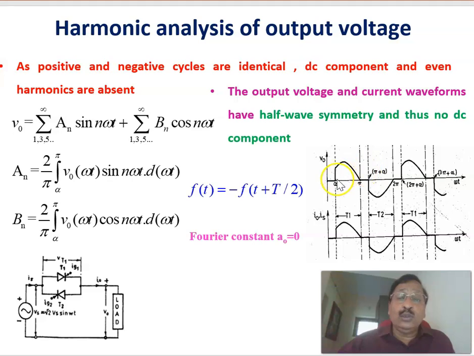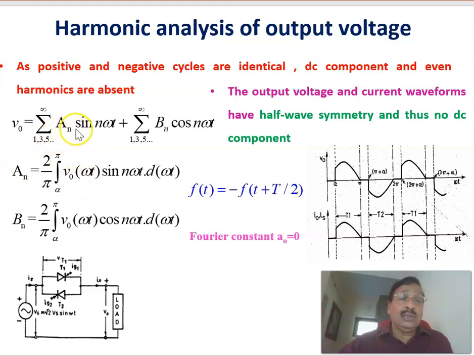Now we have to find what the different frequency components are. If you do the Fourier analysis of this waveform, the DC component is 0, because the average value is 0: the positive area is equal to the negative area. That is why the constant A0 is equal to 0. But we have to derive what AN is and what BN is.